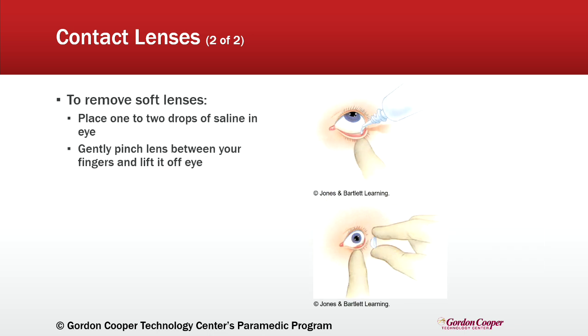Soft lenses are a little different. Put a couple of drops of saline in the eye to get the lens to kind of move around, and then gently pinch the lens between your gloved thumb and index finger, then carefully lift it off the eye. Soft lenses are pretty easy to get off the eye.